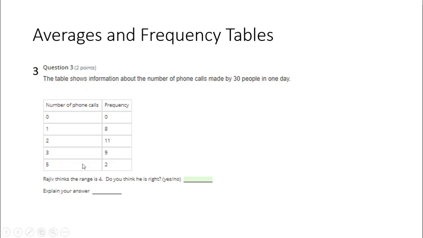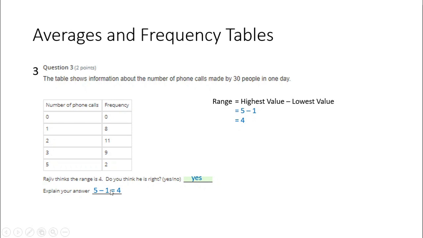Now, I hope some of you aren't just being biased towards Rajiv because he's been wrong in the past, and a lot of people said no. But Rajiv is actually right. The range is 4. The range is the highest minus the lowest, so that's the highest value, not the highest frequency. We're talking about the range of numbers of phone calls. Rajiv is right for a change. The highest value minus the lowest value, 5 minus 1, is 4. So yes, he's right, and my explanation is over here.